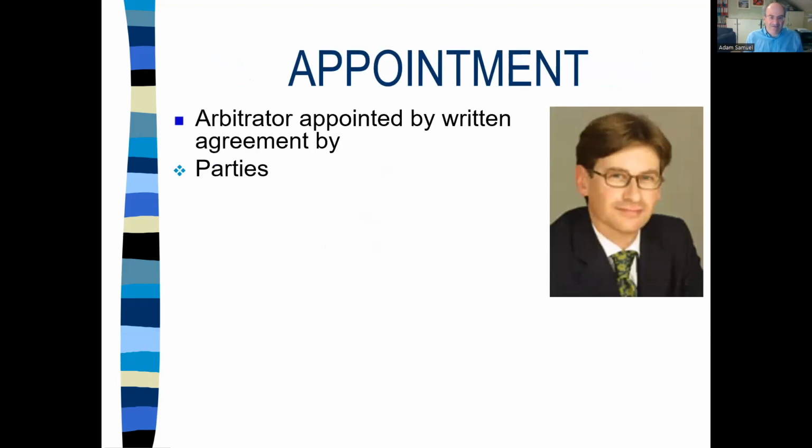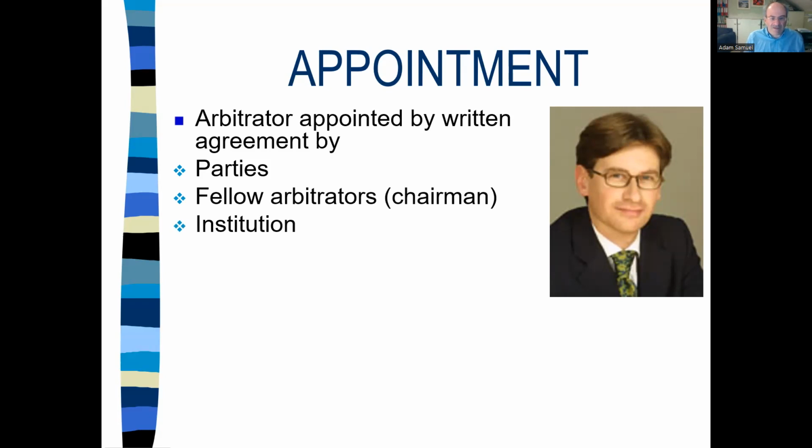Generally speaking, the parties appoint their arbitrators by written agreement. It could be, though, that the fellow arbitrators have to negotiate the appointment of a chairman. Typically, though, they nominate the chairman and the parties agree to that nomination. Institutions frequently appoint arbitrators. They have their own charge-out rates, which makes things a little simpler, or the court ultimately could find themselves doing this.